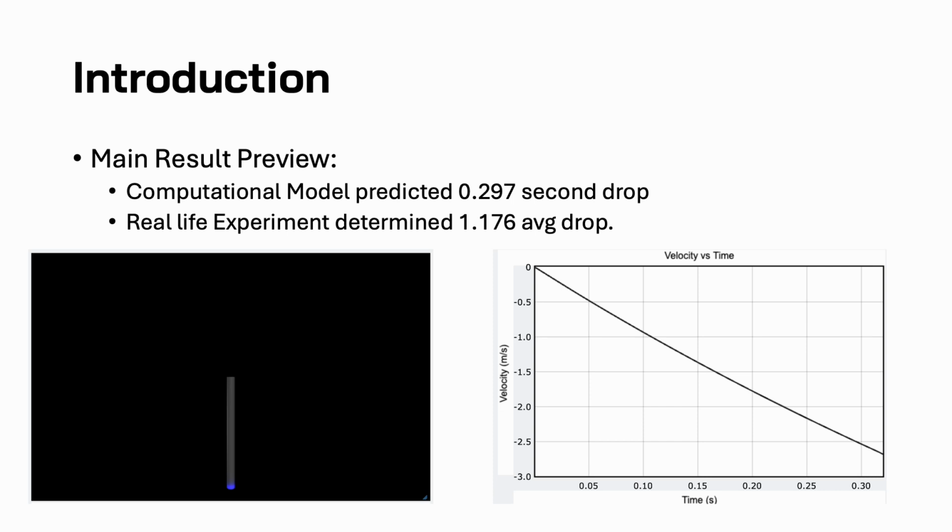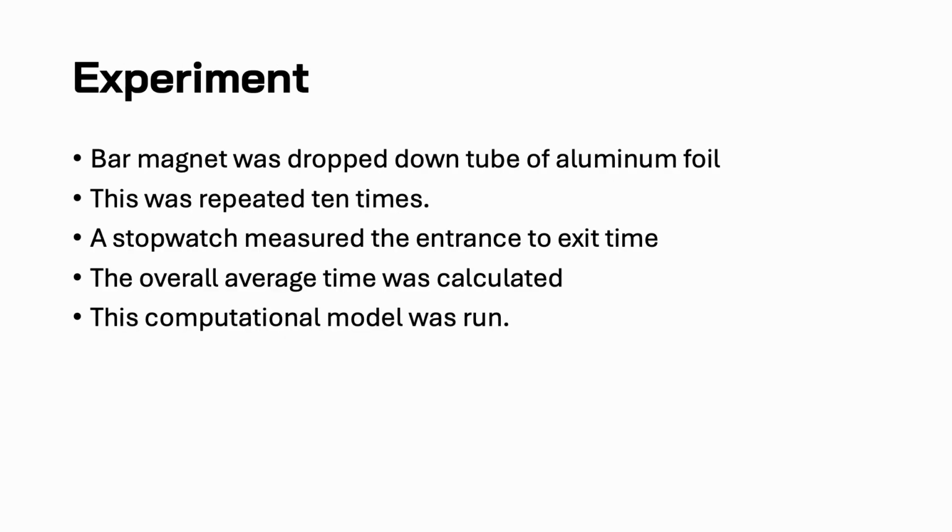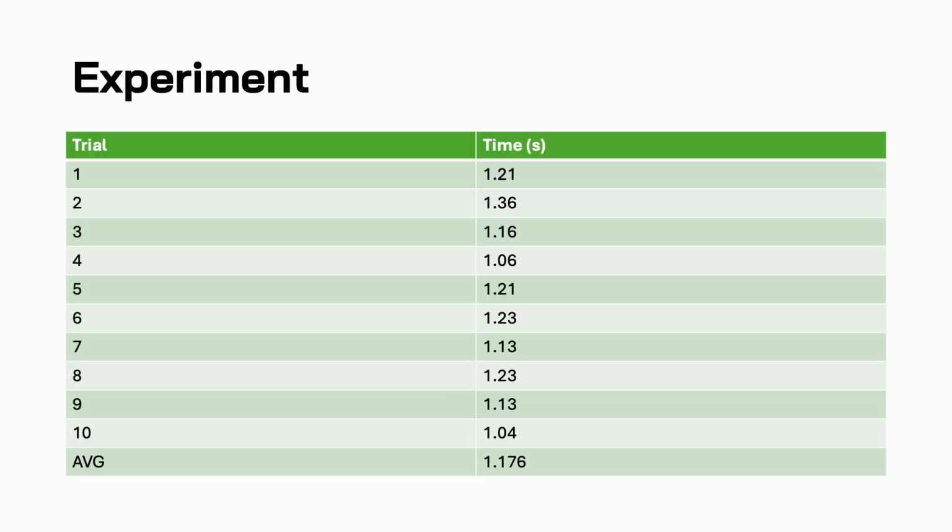As a main result preview, the computational model predicted a 0.297 second drop, and the real-life experiment determined a 1.176 second average drop. We'll get into why this might have been later. In the experiment, the bar magnet was dropped down a tube of aluminum foil, and this was repeated 10 times. A stopwatch measured the entrance to the exit time, and then the overall average time was calculated. The computational model was then run.